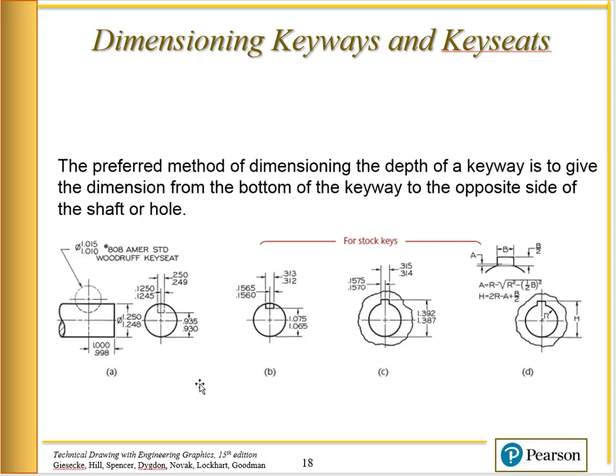If you're talking about a keyway, the other way, we dimension the width of the keyway. We put this dimension in there to locate the keyway on center, and then we put a dimension here to the backside of the hole. So that's how to dimension a keyway and a key seat.